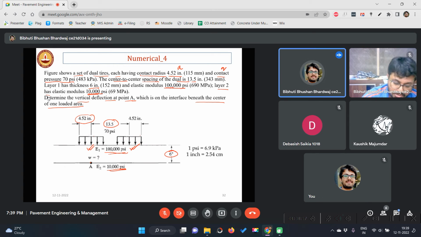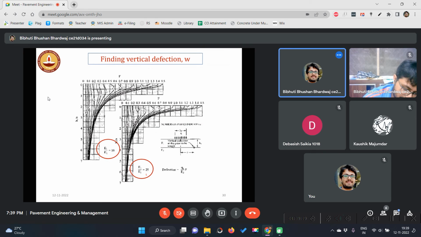Can you find out which chart to use? What will be E1 by E2? Come on, what is E1 by E2? 10. 10, sir. So which chart will you be using? This one, right?